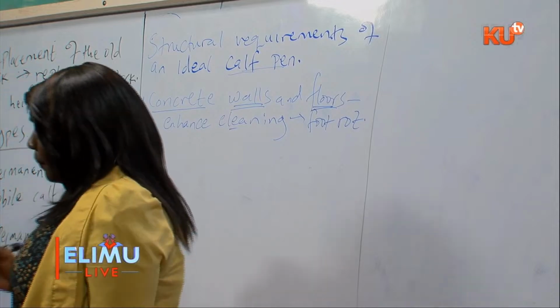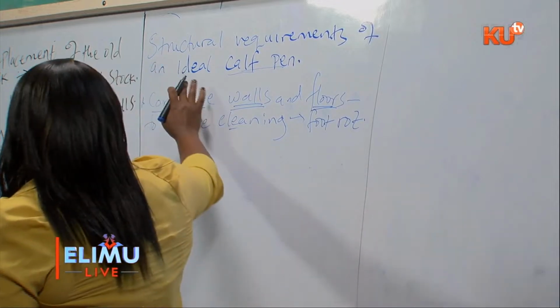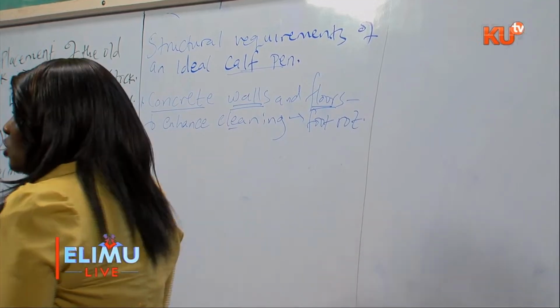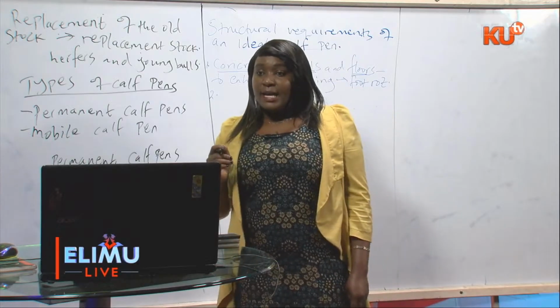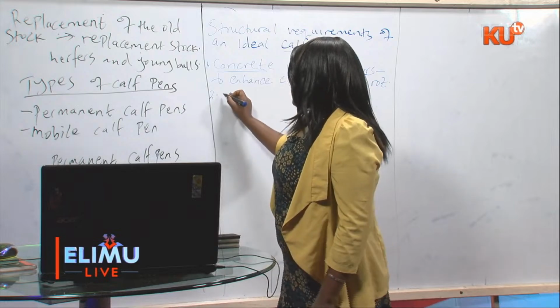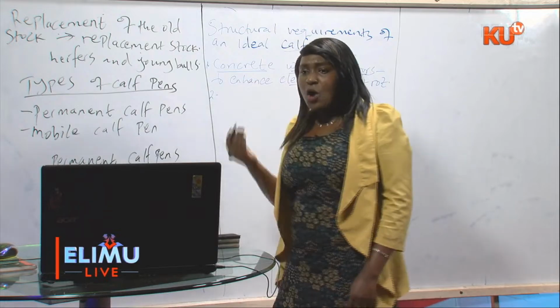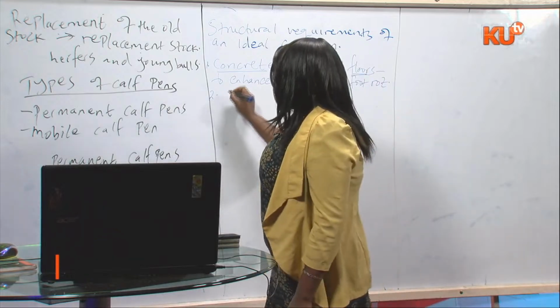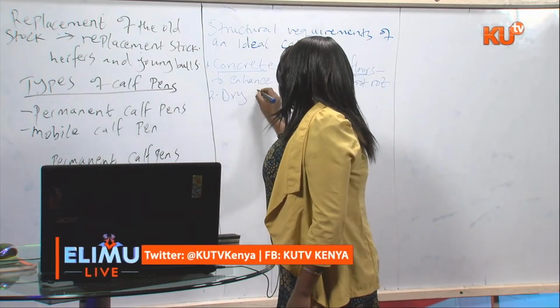So that is the first requirement. The second requirement of an ideal calf pen is that you should ensure that this calf pen is dry. And how do you ensure that it is dry all the time? Place dry litter.